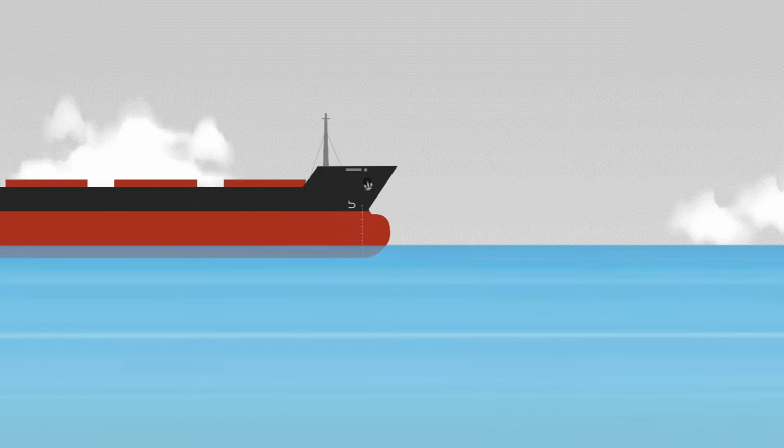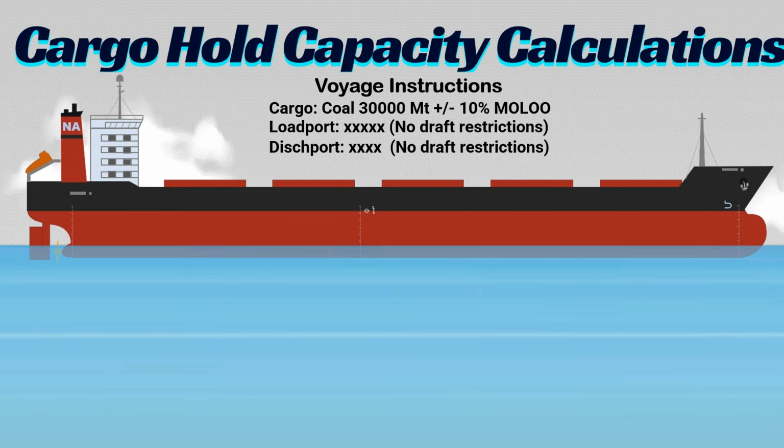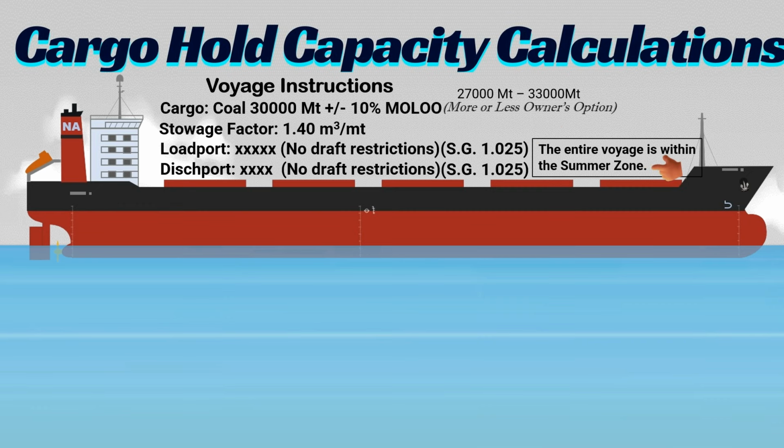This video is a continuation of my previous video about cargo hold capacity calculations, where the voyage instruction is to load 30,000 metric tons of coal, plus or minus 10%, more or less owner's option, and the cargo stowage factor is 1.40 cubic meters per metric ton. Both the loading and discharging ports have no draft restrictions, and are in salt water with a density of 1.025. Additionally, the entire voyage falls within the summer load line zone.